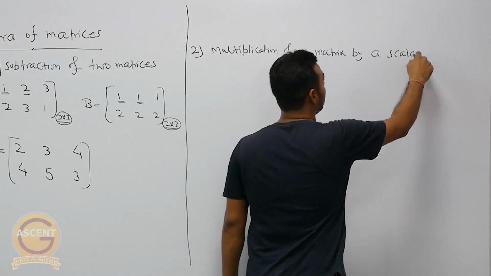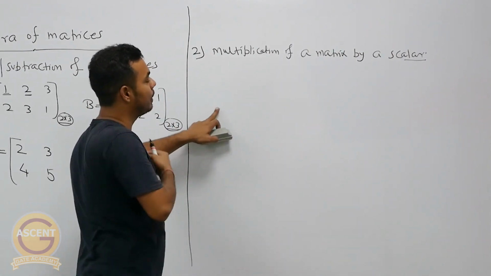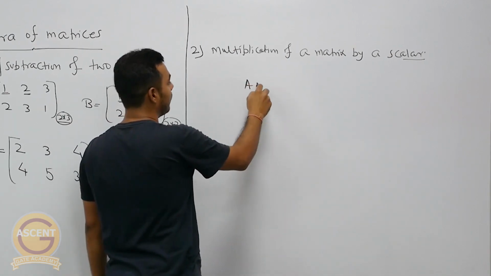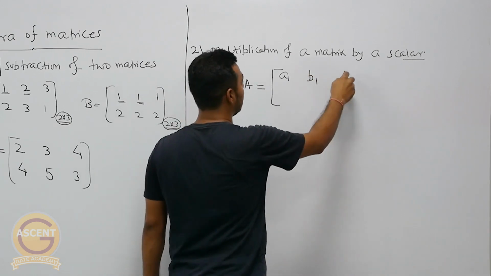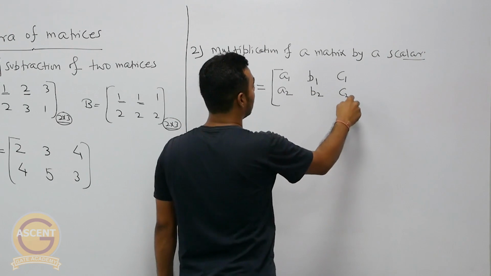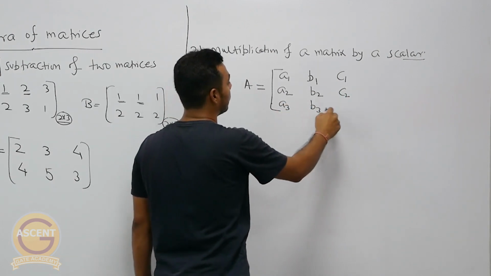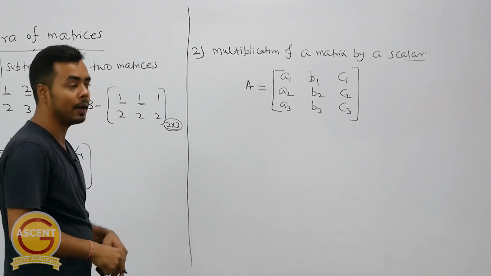Now if I have to multiply a matrix by some scalar quantity, then we multiply each element by that scalar. Suppose I have a matrix A, and the first row is A1, B1, C1, the second row is A2, B2, C2, and the third row is A3, B3, C3. Suppose this is our matrix A and we have to find K into A.